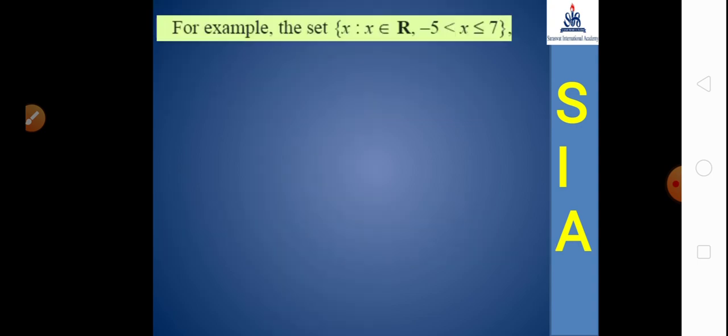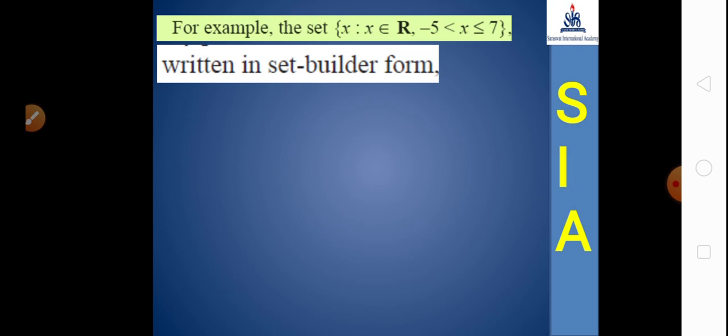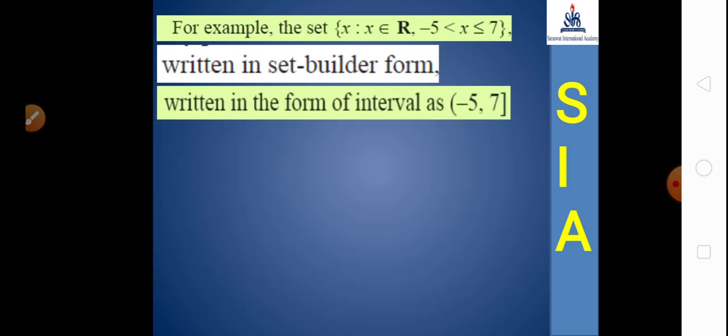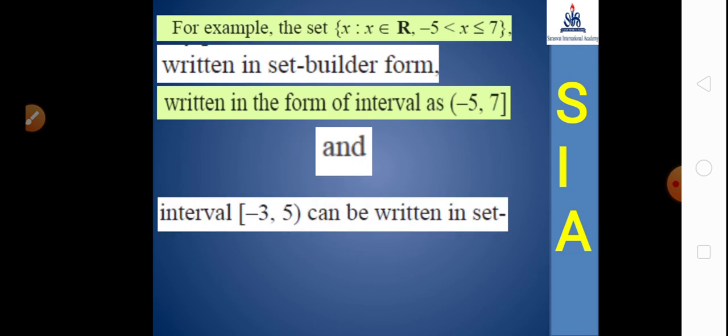Now next, for an example, see this figure: the question is minus 5 < x ≤ 7. So students, here minus 5 is not counted, 7 is counted. So this interval is called open to closed, and in the set builder form, in this form you apply the answer, minus 5 to 7.